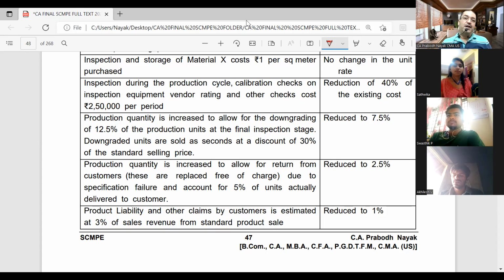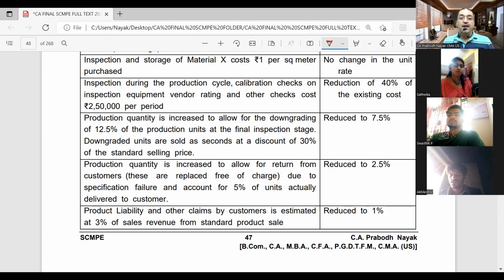So I manufacture 105 units. I sell 100 units. 5 units are returned, so it comes down to 95. Those extra 5 units then I replace to the customers. Okay. So that is how the production takes place.